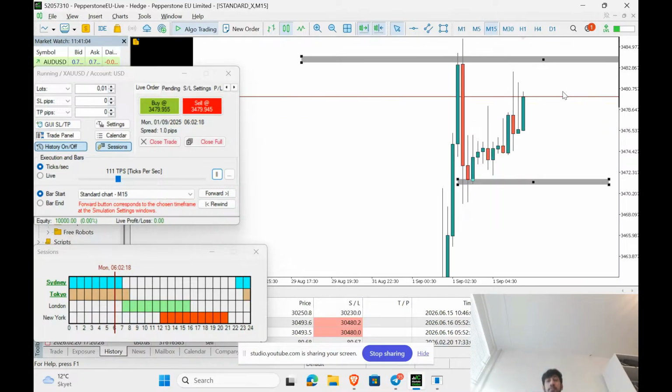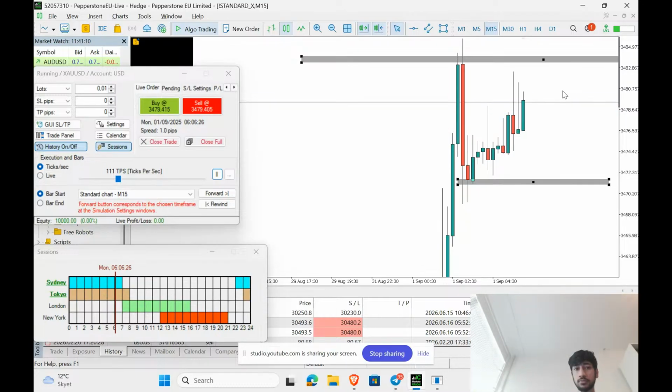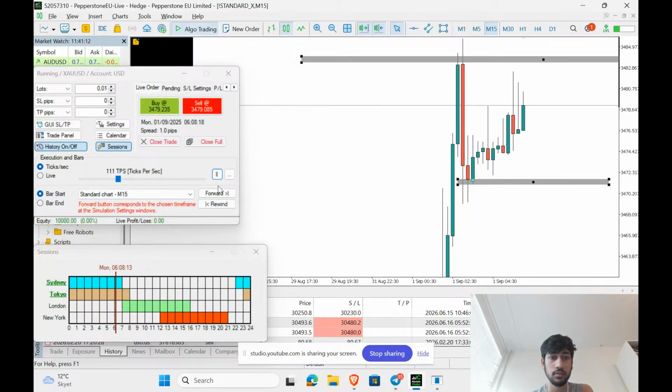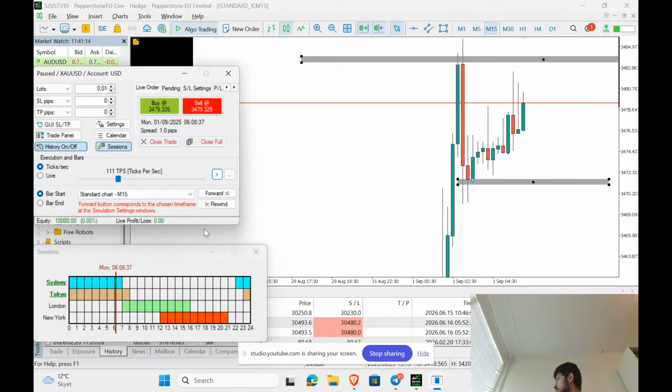It's just nothing. It's just choppy price action right now. So what do we gotta do at this point? Just wait. Wait for what? Something that you recognize.